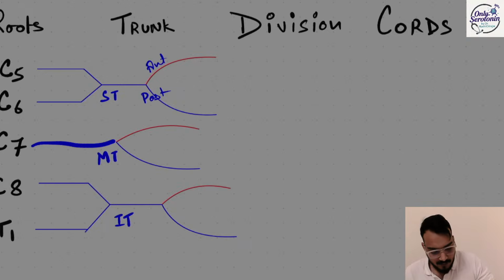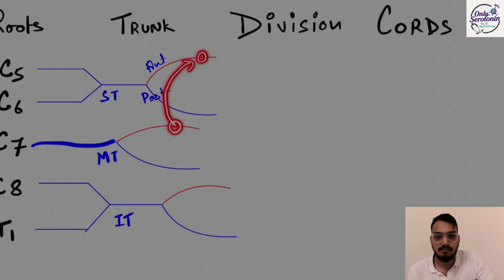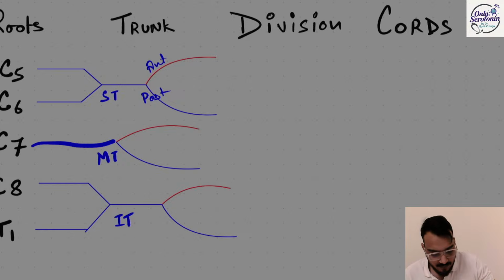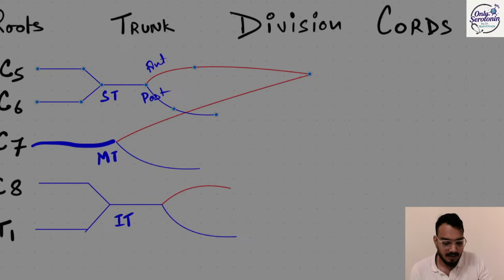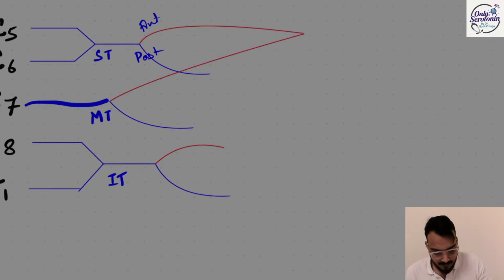Now, what will happen, guys? This boy will fall in love with this boy. So the anterior branch of C7 will fall in love with the anterior branch of C5 and C6. They will decide to be together. So my anterior branch is deciding with this anterior branch to be with each other, right? What about the girls?